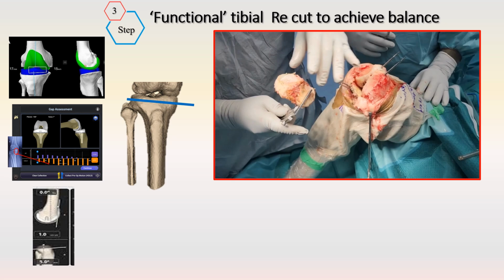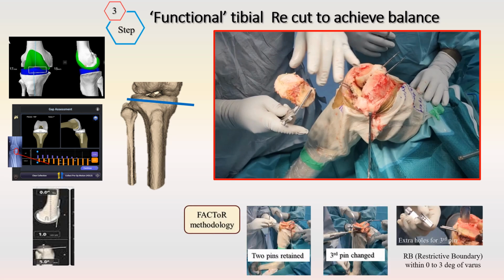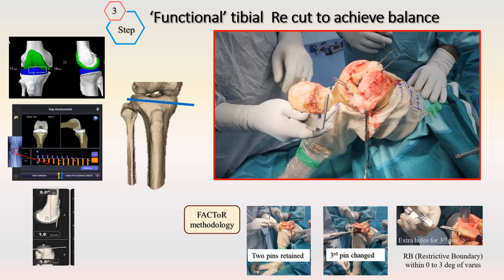However, the same thing can be achieved with the factory methodology as well. So here we will leave the two pins that we use for the initial 90-degree cut unchanged. We will just take out the third pin, then we will incorporate any varus and then reapply the third pin. Retaining the two pins is possible when you find that the restricted boundary that you use is within 3 degrees. So this is how we go about it, and we'll show you in this video.